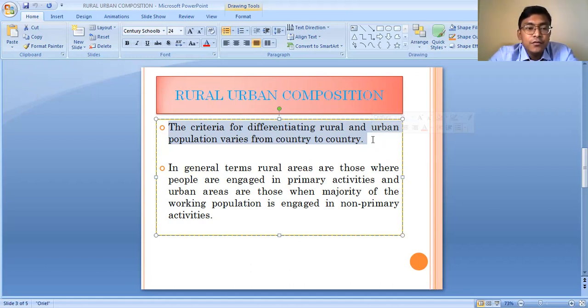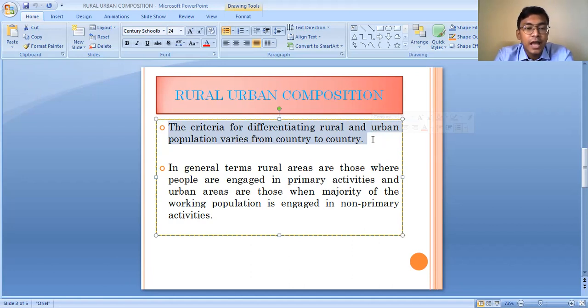In the same way, in different countries there are different criteria for classifying the population into rural and urban, because there are some countries where the population is not so high. In that case, they classify the rural and urban population on the basis of different characteristics. But the main criterion of differentiating the population into rural and urban is the economic activity, the types of economic activities the people are engaged in.